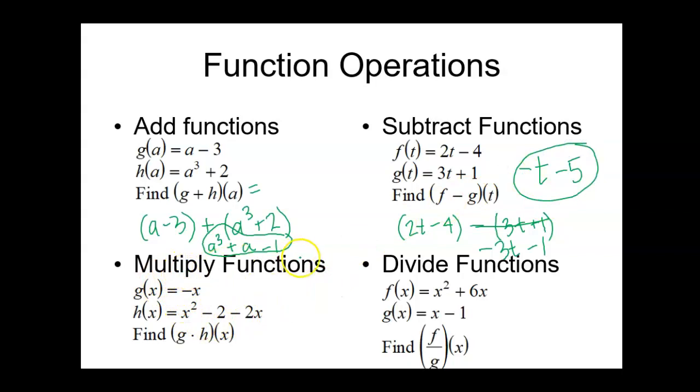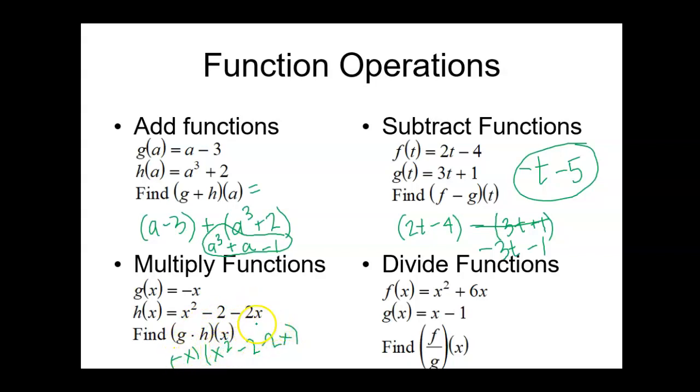Okay, then we want to multiply functions. So here I have function g and function h. I want to take function g and times it by function h. Again, that just means that x is my input variable. So I'm going to take function g, which is negative x, and I'm going to multiply it by function h, which is x squared minus 2 minus 2x. So basically I'm just taking this negative x and I'm distributing it into the parentheses here.